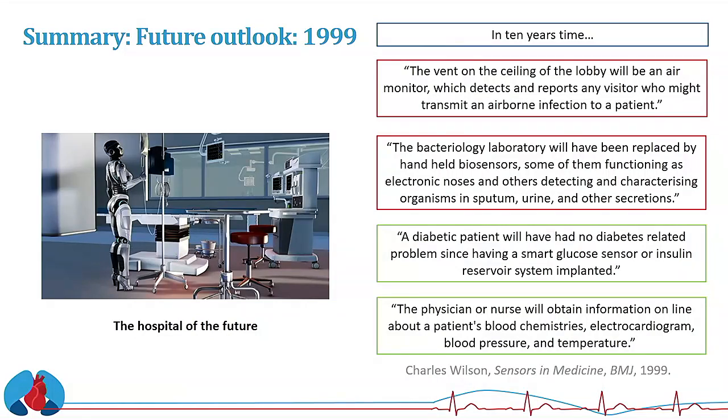So this was what was expected in 1999. He got a few things wrong. He got a few things right. The take home is don't underestimate how slowly science, and particularly medical science, moves. So, I mean, the top two seem relatively bizarre even by today's standards, 20 years later.